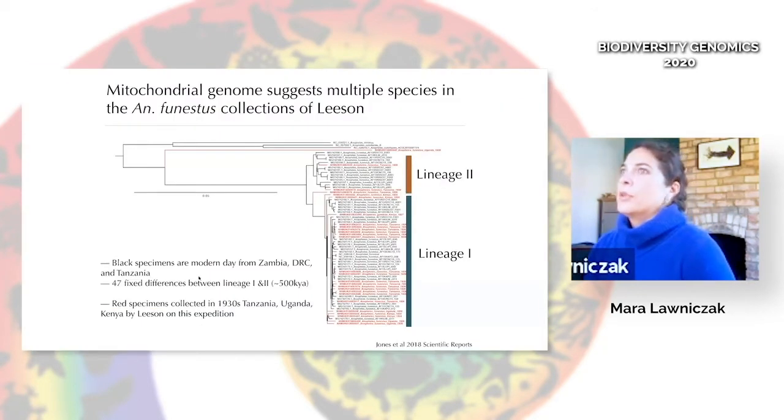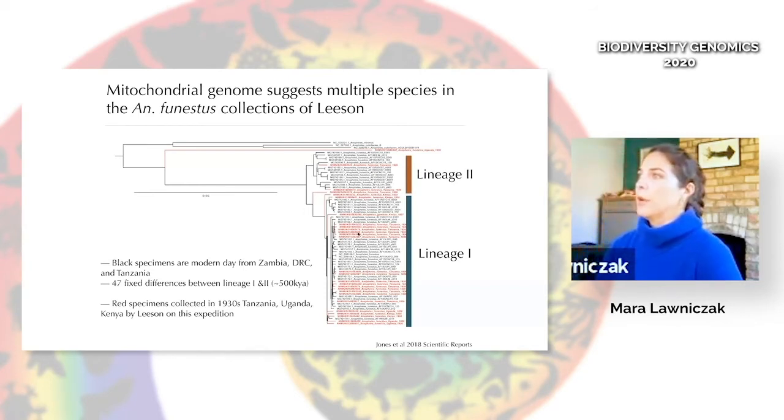So as I mentioned, we're still trying to get the reference genome into good shape, so we haven't looked at the nuclear DNA for this, but here are the mitochondrial results. In red are all these specimens of funestus that we've now got genome sequence data from Leeson's collection. These are the actual mosquitoes that they collected, which we've now sequenced the genomes from.